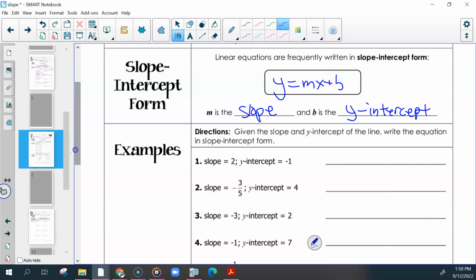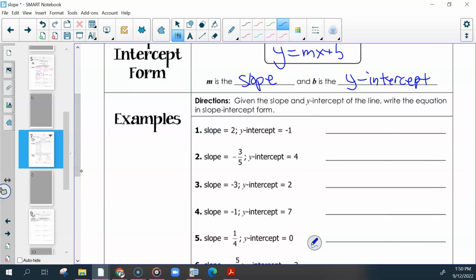Okay, so the point of this is just being able to see, if you're given slope and y-intercept, do you know which one is which? And how to put it into the format. So like for number 1 here, they give you slope and y-intercept, so you would have to put it in this format. Y equals, the y and the x always stay the same. You're just putting in m and b. So y equals 2x minus 1.